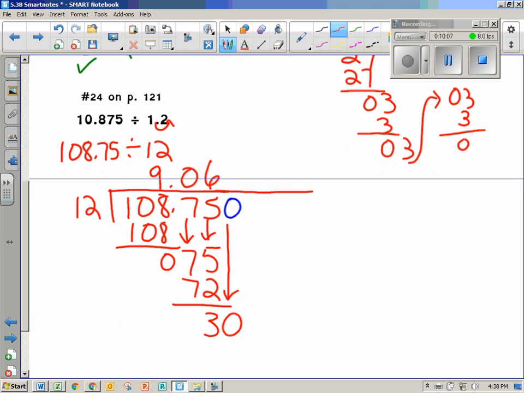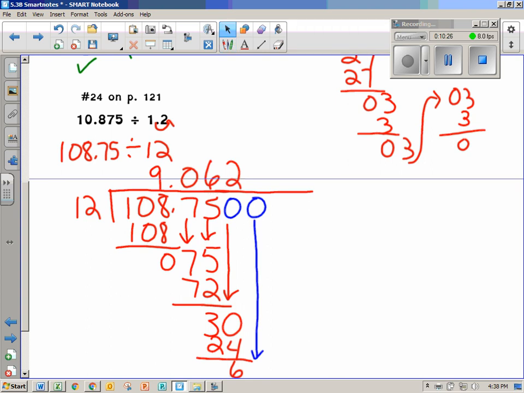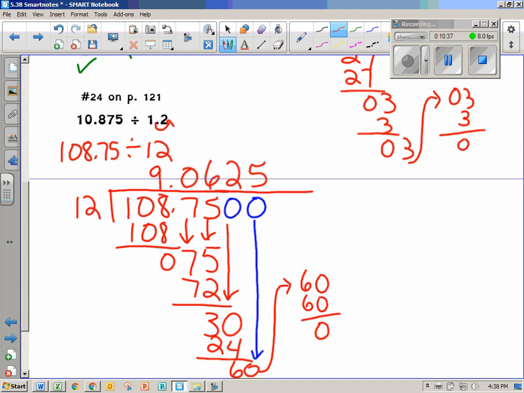So if I bring down, 12 into 30 doesn't go evenly, but it will go 2 times. That's 24. That's 6. Still have a remainder here, so I have to add another 0. Bring it down. Unfortunately, 12 is going to go into 60 evenly, because it goes 5 times. But I'll just, 12 times 5 is 60, and there's your no remainder.